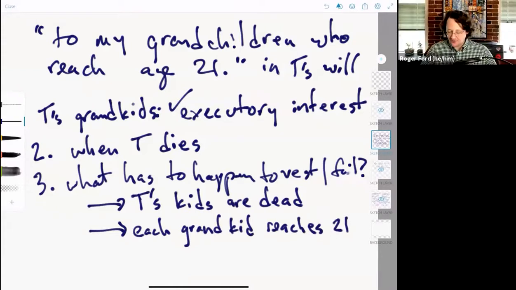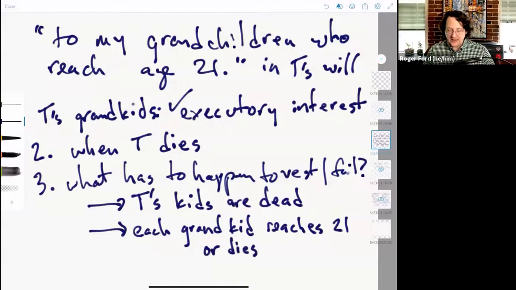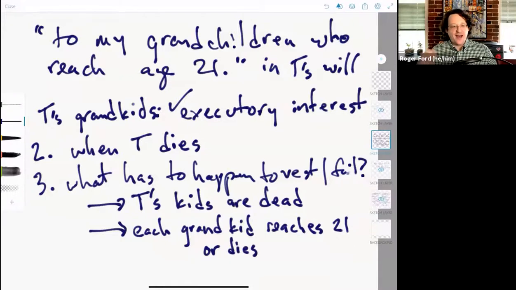Any other possibilities? Or have died. Right. They don't have to get the thing. We just have to know that the uncertainty is gone, right? So if they die, that's one way of eliminating the uncertainty, right? Okay, so that's step 3. And then step 4 is who are the potential lives in being, the people who can affect the vesting or the failing to vest. So who are some contenders here?